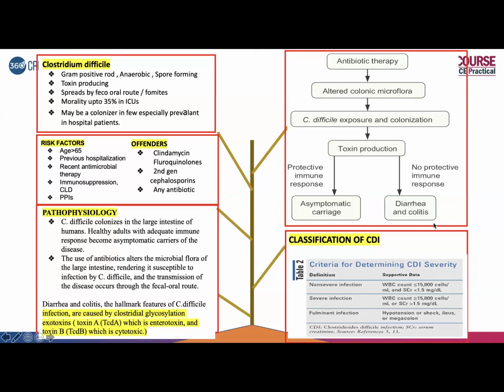Based on several criteria, we can classify into non-severe, severe and fulminant infection, mainly based on WBC and creatinine. If the white cell count is less than 15,000 and the creatinine is less than 1.5, it is non-severe infection. Severe is when the white cell count is more than 15,000 and the creatinine is more than 1.5. Fulminant infection is when there's hypotension, shock, ileus, toxic megacolon. So frankly septic and shocky. That is fulminant infection.